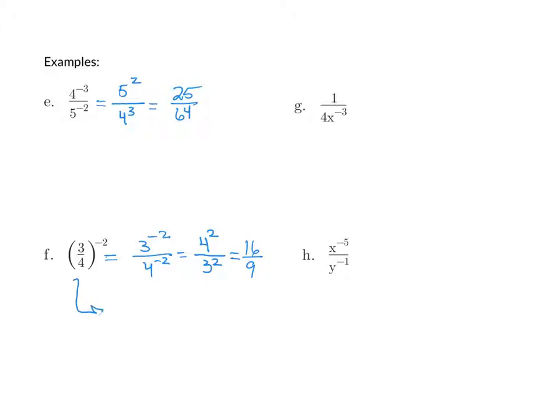Now, another method that you can use on this one is, remember, negative exponents are reciprocal exponents. So instead of distributing the exponent first, what I can do is take the reciprocal of the whole fraction and change my outside exponent to a positive. It does the same thing. From there, we can go ahead and square everything inside the parentheses, so we get 16 over 9.